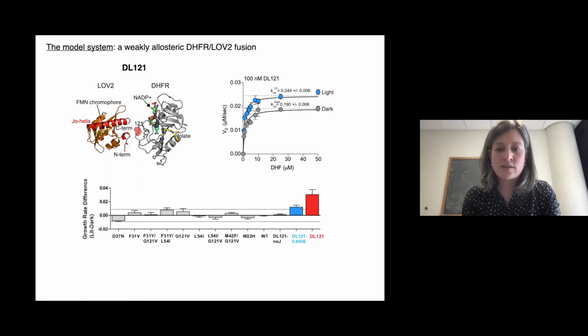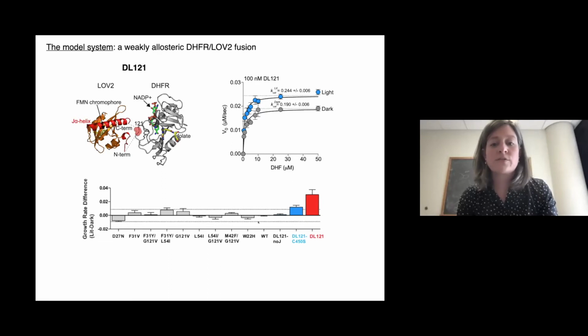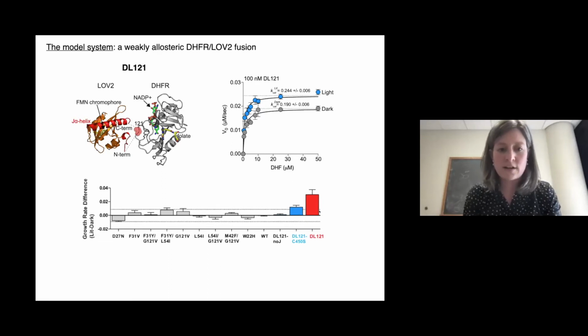And here I'm showing this in comparison to a C450S control. This is a mutant of LOVE2 that is no longer light responsive. And then a handful of DHFR point mutants that do not contain a LOVE2 domain, right? So you can see that we get a modest growth rate difference and a modest catalytic improvement in response to light.